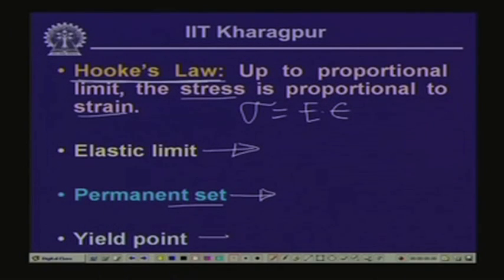The yield point again, as we have seen, is the point where the material starts yielding or goes beyond the elastic limit, and the plasticity starts setting in the member.